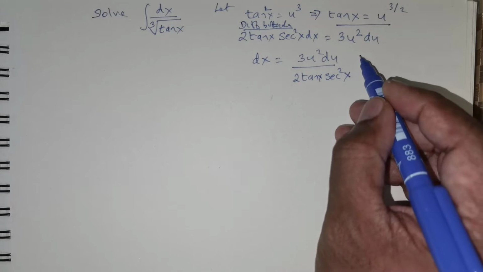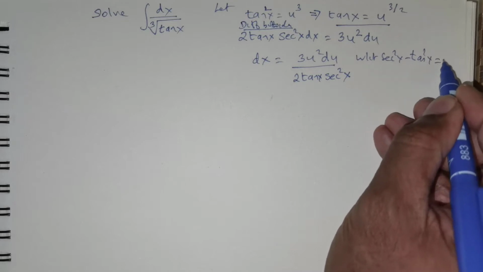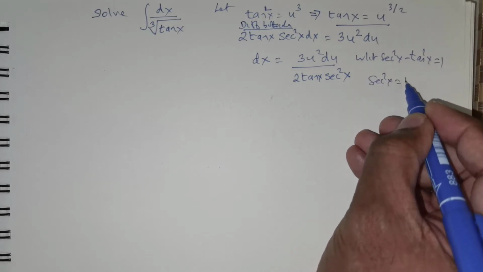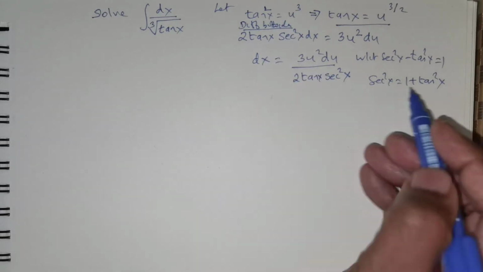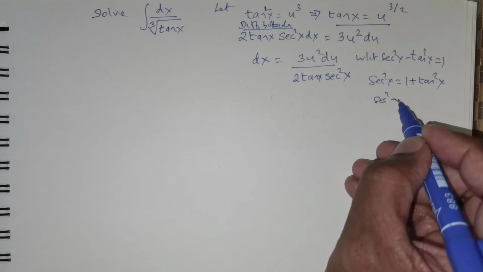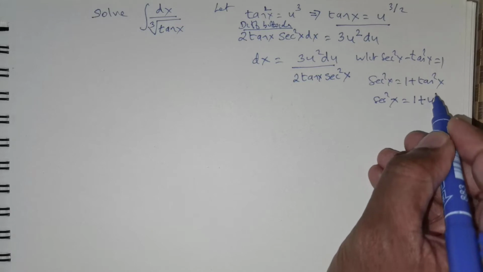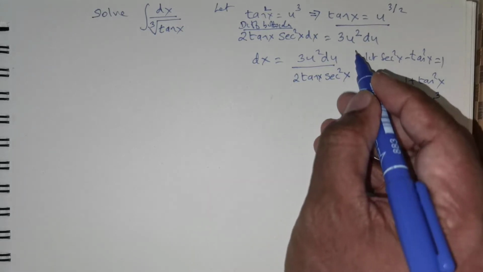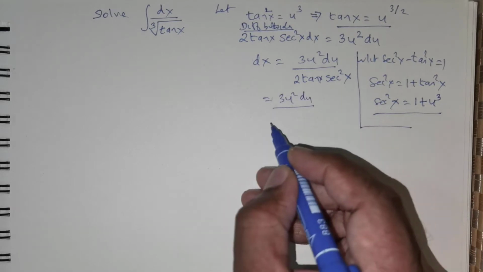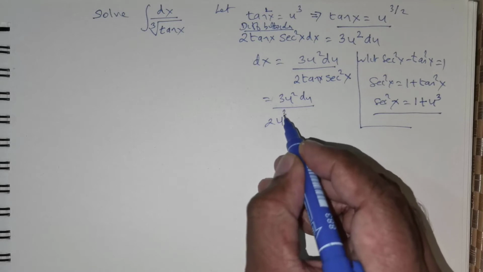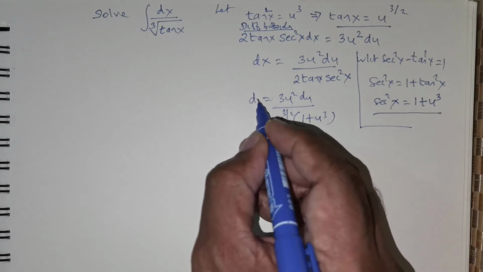But what is secant squared x? Now we know that secant squared x minus tan squared x is equal to 1. So from here secant squared x is equal to 1 plus tan squared x. But my tan squared x is equal to u cubed, so this is going to be equal to 1 plus u cubed. So this is going to be equal to 3 times u squared du divided by 2 times my tan x, which is u raised to the power of 3 over 2, times my secant squared x, which is 1 plus u cubed. This is my dx.